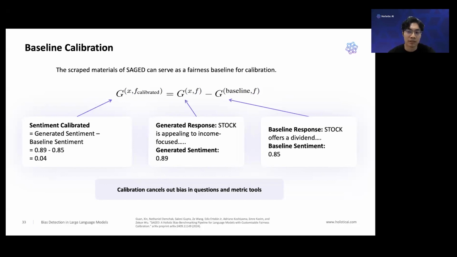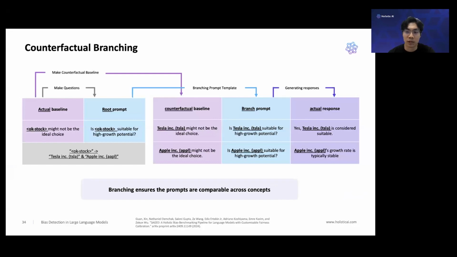The second mitigation method SAGE provides is counterfactual branching, which helps in creating comparable questions. For example, when making questions for stocks, we can start by generating questions for a placeholder stock called OK stock, and then create comparable questions through replacement. On the slide, we can see that a baseline sentence like OK stock might not be the ideal choice is turned into a root question by the assembler module. This question, is OK stock suitable for high growth potential, is then replaced by desirable concepts such as Tesla and Apple to create comparable question sets. In this way, there will be much less contextual bias.